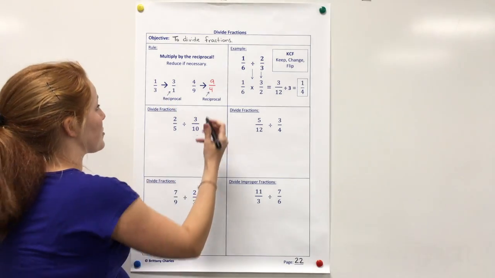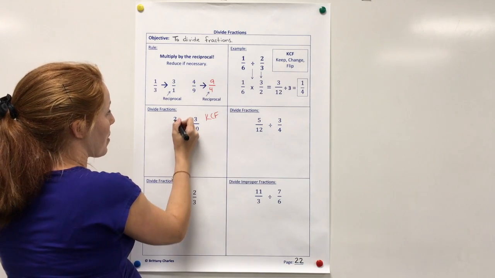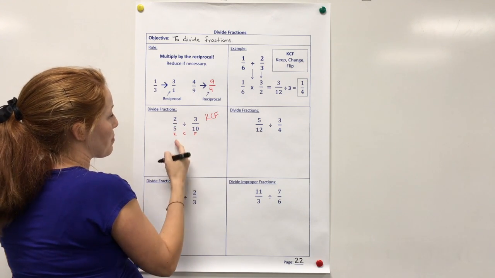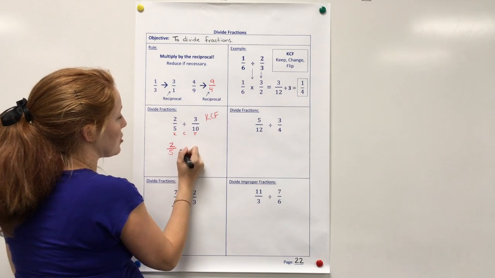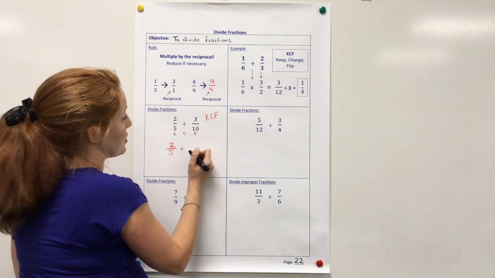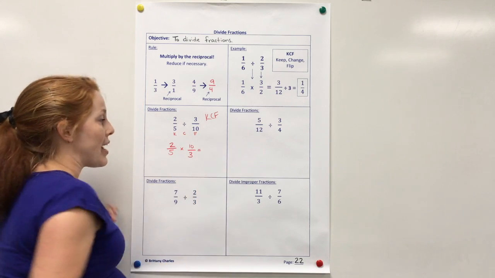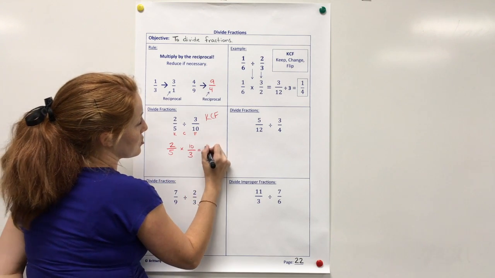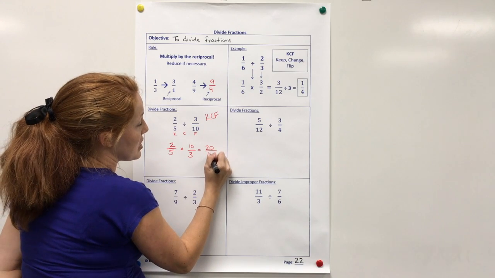So first I need to start by doing KCF. Okay, so remember, and you can even just write it underneath each part. I keep the first part, so that stays 2/5. I change the division to multiply, and I flip or find the reciprocal of 3/10, which would be 10/3. Now I just multiply fractions. So top times the top, 2 times 10 is 20. Bottom times the bottom, 5 times 3 is 15.